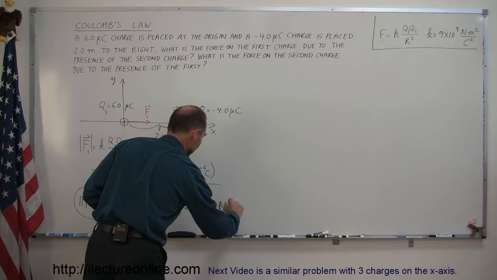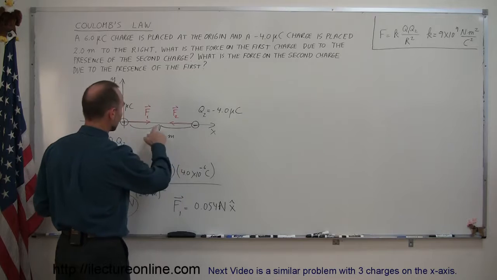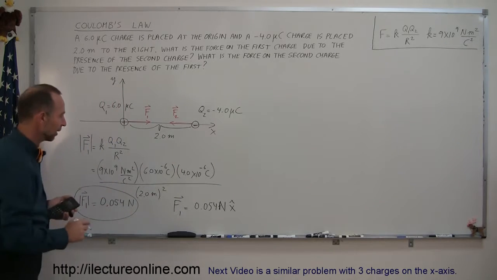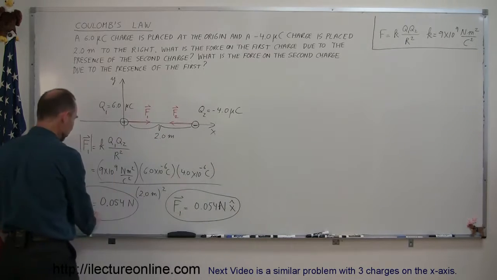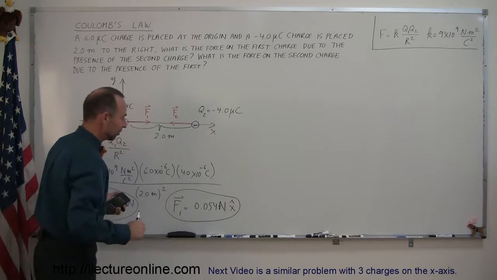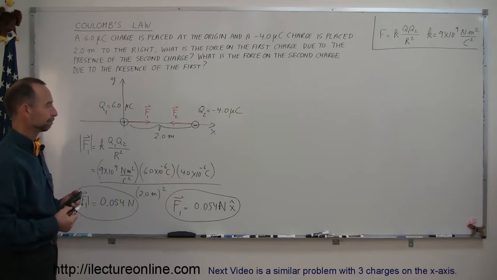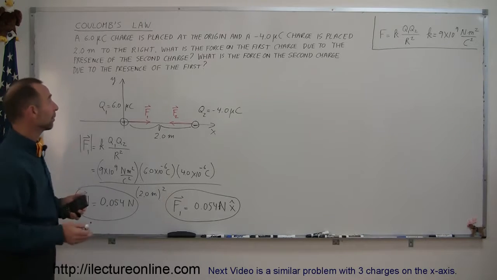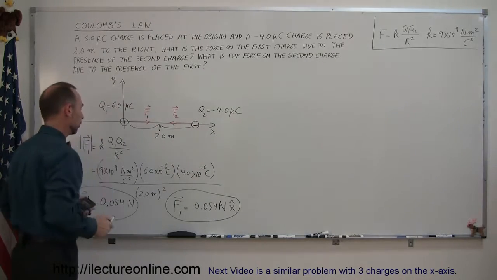So we can write the unit vector x, and this is a positive quantity now because we know it's to the right, and so that would be the answer in vector format. So that's the magnitude of the answer, and that's the actual answer. It's 0.054 newtons in the positive x direction. Okay, now for the second part of the problem, we're supposed to find the force on the second charge due to the presence of the first.